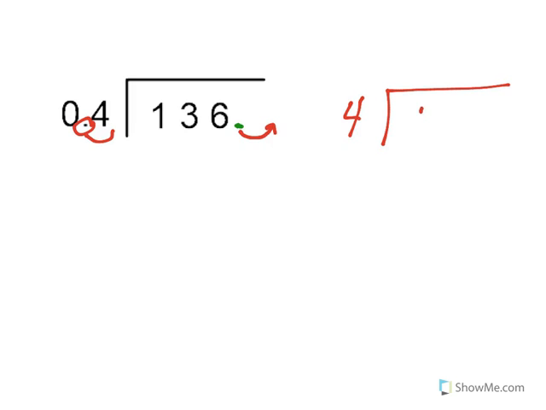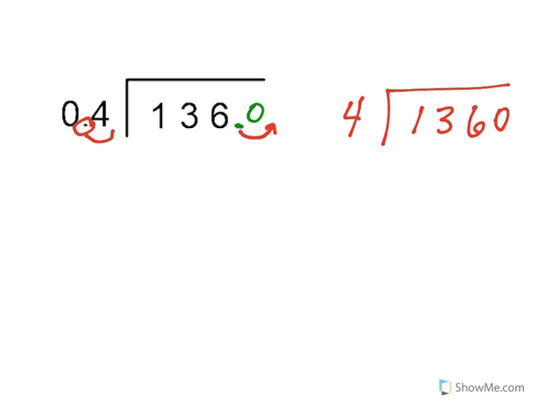So when I go to write my dividend, I'm going to write 1, 3, 6, and I have to have something here. So what digit is the same as nothing? That's 0. So when I've moved my decimal in this problem, I'm really dividing 1,360 by 4, and that's going to give me the same answer for my original problem.